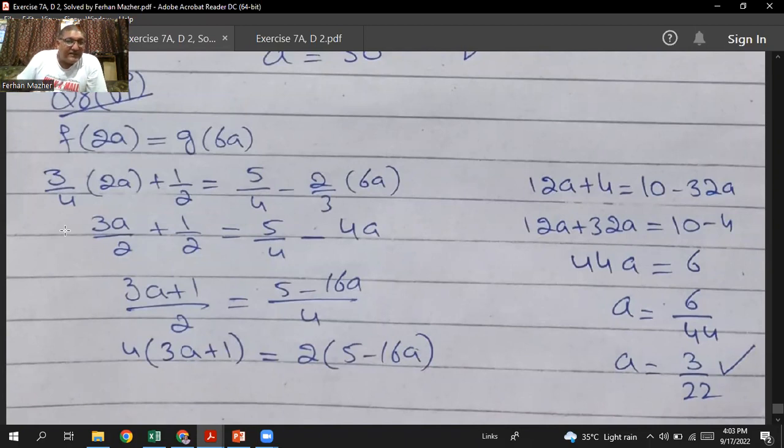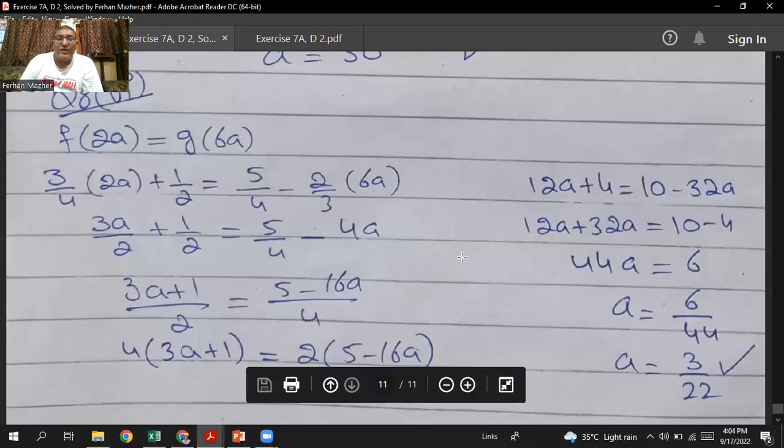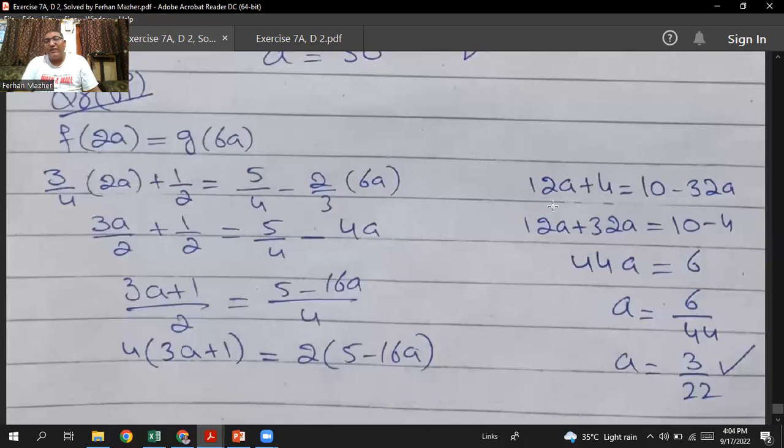On the left side, you will have 3a by 2 plus 1 by 2. On the right side, you will have 5 by 4 minus 4a. Take the LCM, so it will be 3a plus 1 whole thing divided by 2, and here the LCM will be 4, so it will be 5 minus 16a, the whole thing divided by 4. Cross multiply, so you will have 4 bracket 3a plus 1 equals 2 bracket 5 minus 16a. So you will have 12a plus 4 equals 10 minus 32a. 12a plus 32a equals 10 minus 4. So 44a equals 6. So a will be equal to 6 by 44.